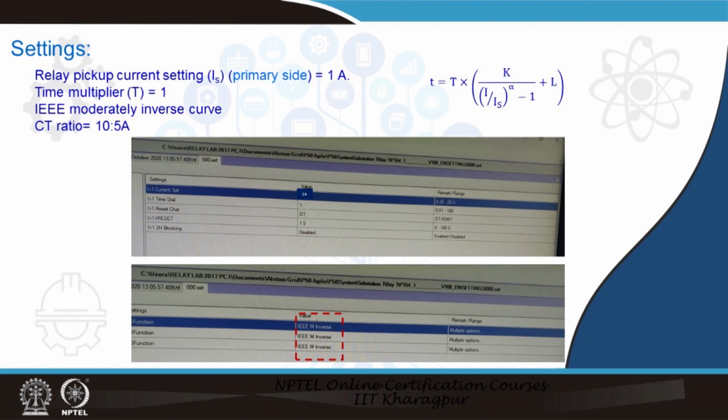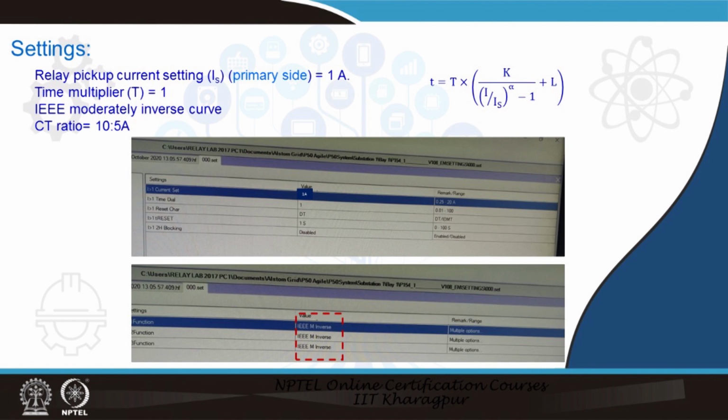One point here is that sometimes, to have a higher PSM value in experimentation to verify the characteristic of the relay, you can take the corresponding CT connections the other way also, that is 5 ampere side to the system side and 10 ampere to the relay side. In that way the current is being amplified. That helps in injecting more current with less burden on the system side, and that is for the testing of the relay in the laboratory.